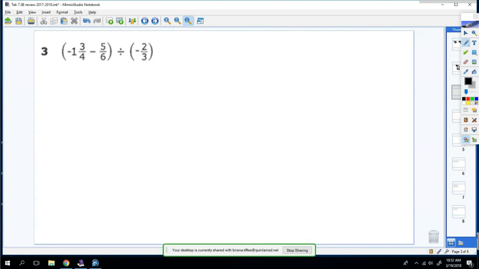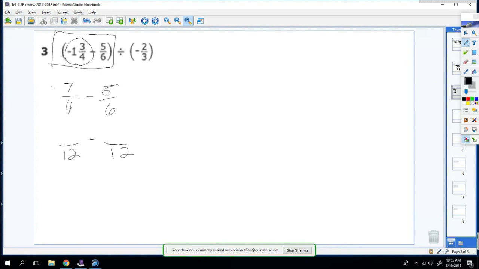So first thing we're going to look at the parentheses. So you have negative 1/3 minus 5/6. So first thing I'm going to do, I'm going to change the negative 1/3 to improper. To make it improper, you're going to do 1 times 4 is 4, plus 3 is 7. So you have 7 over 4, and it's a negative, minus 5/6. Well, to subtract fractions, you have to have a common denominator. So the common number between them is 12. So you write 12 down here.